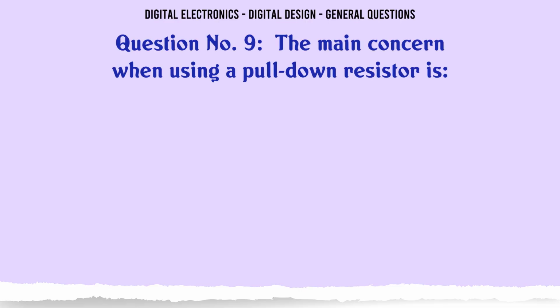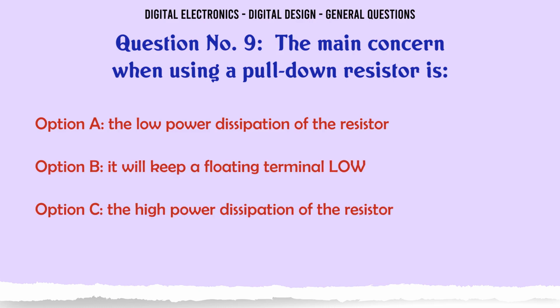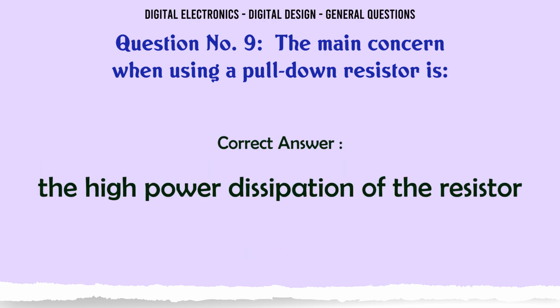The main concern when using a pull-down resistor is: A. The low power dissipation of the resistor. B. It will keep a floating terminal low. C. The high power dissipation of the resistor. D. It will cause false triggering. The correct answer is the high power dissipation of the resistor.